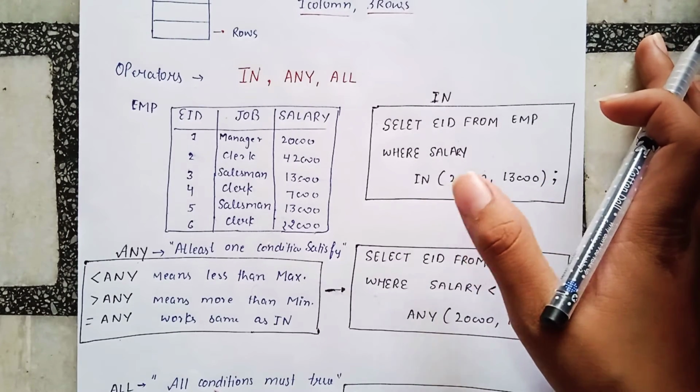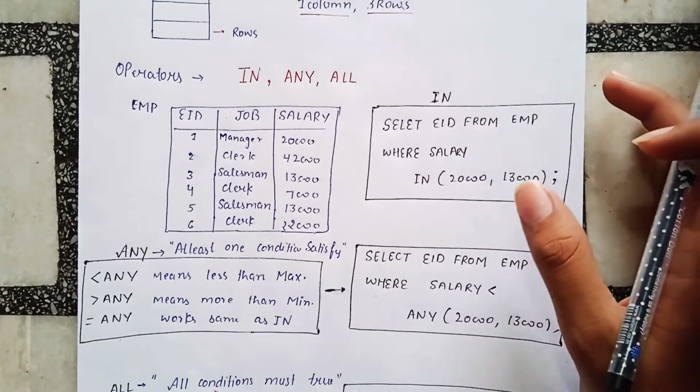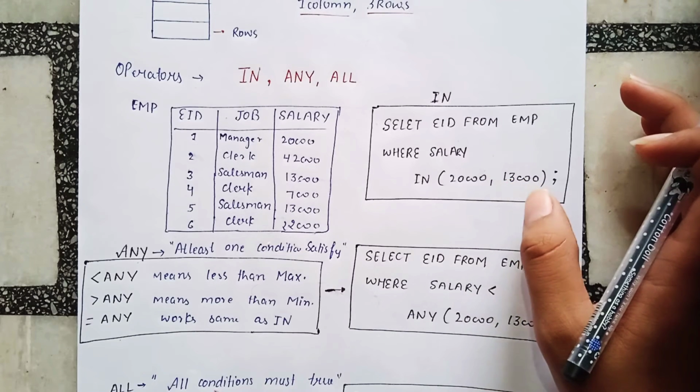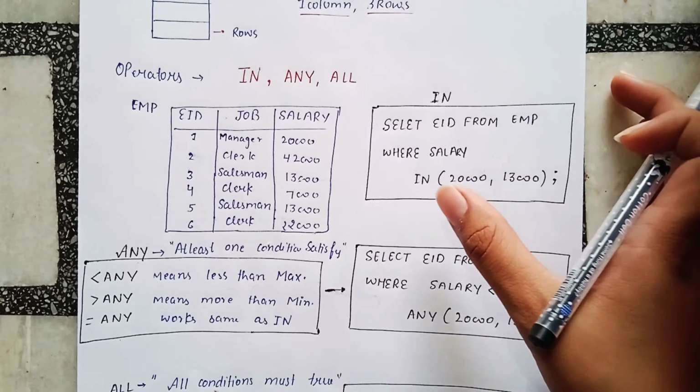The IN operator is a kind of equality operator. We can also write this query like this: select eid from employee where salary is equal to 20,000 or salary is equal to 13,000. But in order to shorten that query, we use this IN operator.